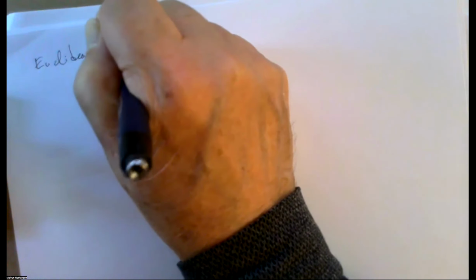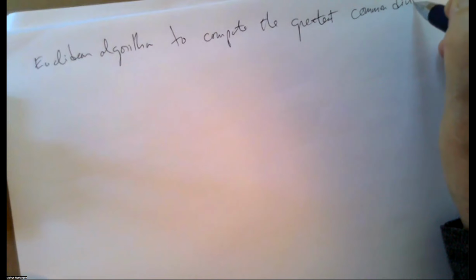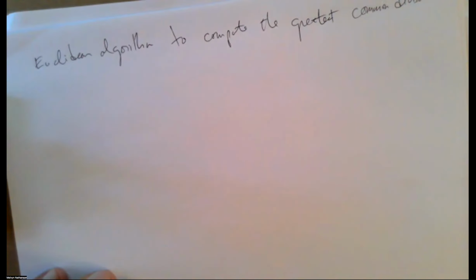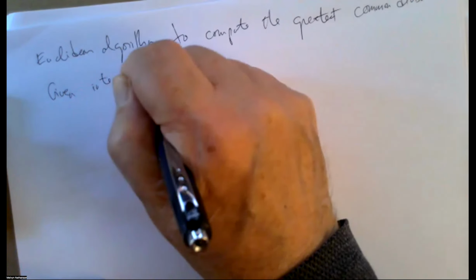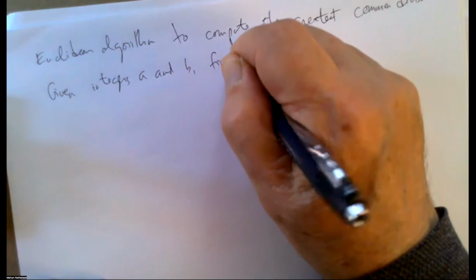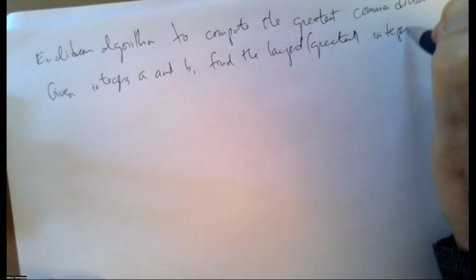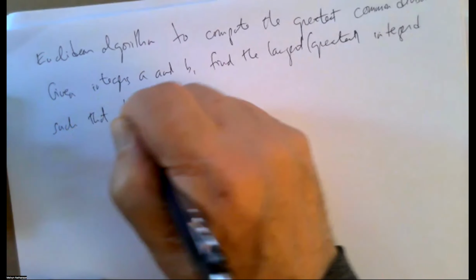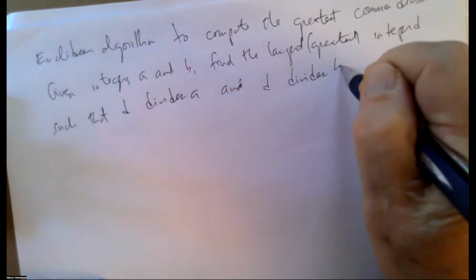The only other thing I wanted to just review for a minute, because it's in the homework, is the Euclidean algorithm to compute the greatest common divisor of 2 integers, a and b. So that means, given integers a and b, find the largest, or the greatest, integer d such that d divides a and d divides b.